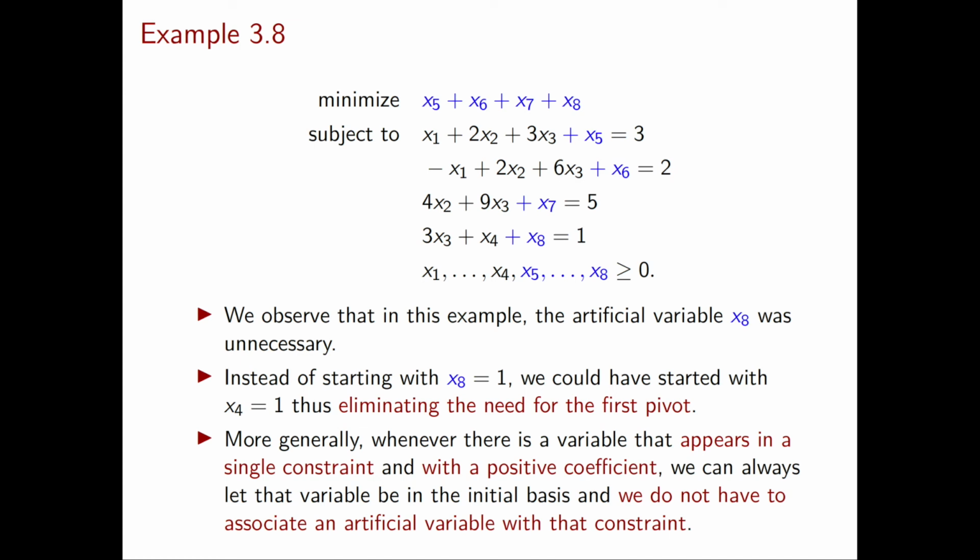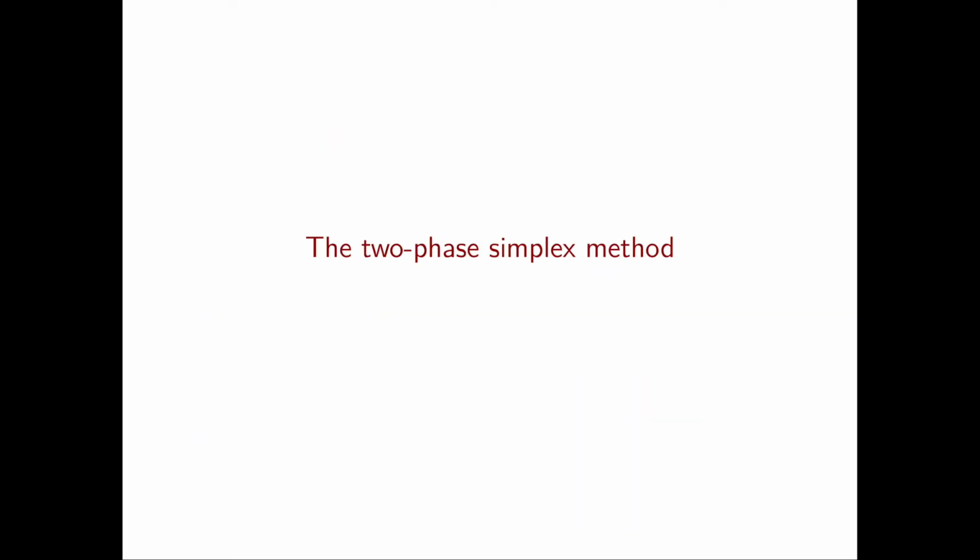So if you have a variable that appears in a single constraint and with a positive coefficient, it turns out that you don't need to introduce a slack variable in that equality constraint. I'm not going to give you all the details on how exactly to do that, and I leave this to you as an exercise.